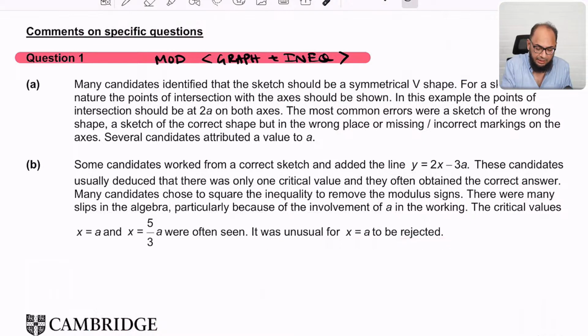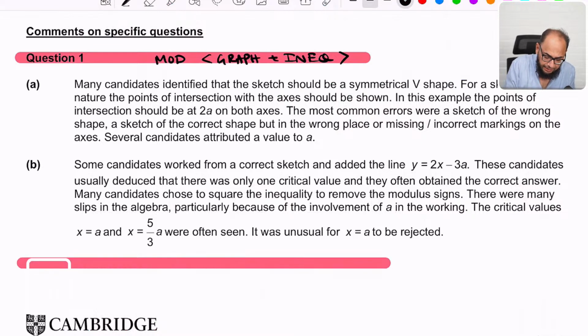So the examiner kind of missed out over here that maybe they are not used to identifying or classifying things as cases. So basically, what they should have written is that modulus x is greater than a. That is the breakup. x is lesser than negative a, or x is greater than a.